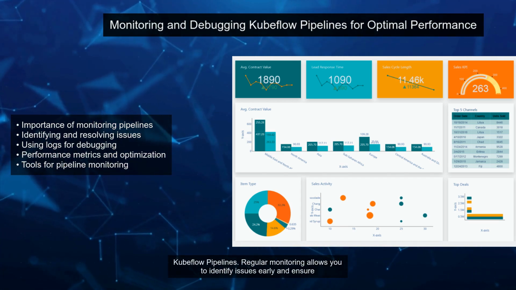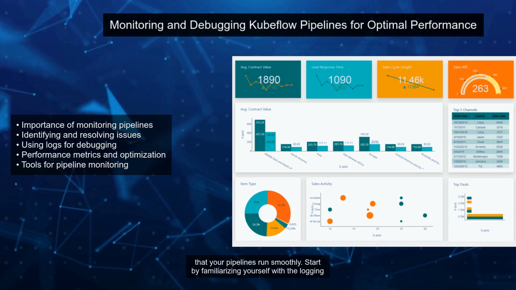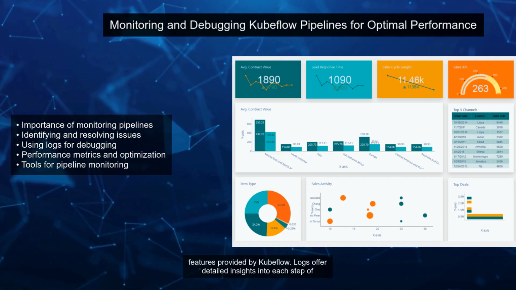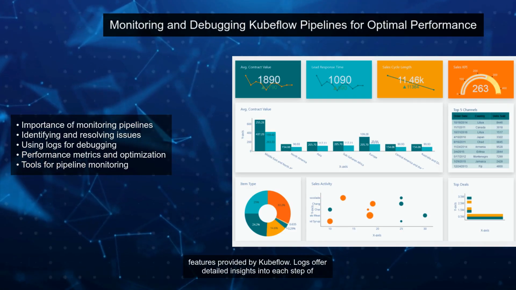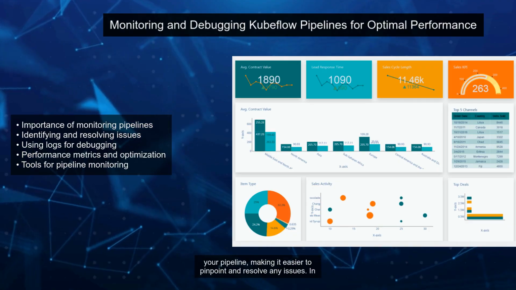Monitoring and debugging are critical aspects of maintaining optimal performance in your Kubeflow pipelines. Regular monitoring allows you to identify issues early and ensure that your pipelines run smoothly. Start by familiarizing yourself with the logging features provided by Kubeflow. Logs offer detailed insights into each step of your pipeline, making it easier to pinpoint and resolve any issues.